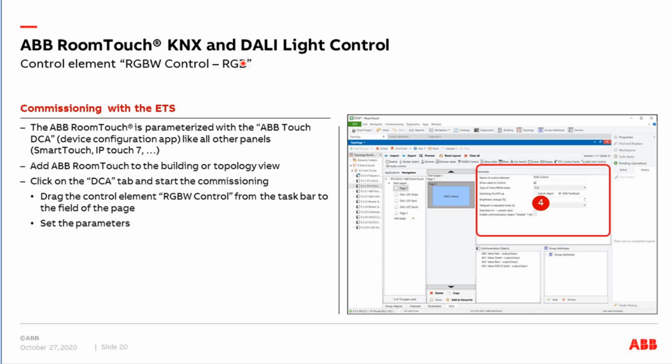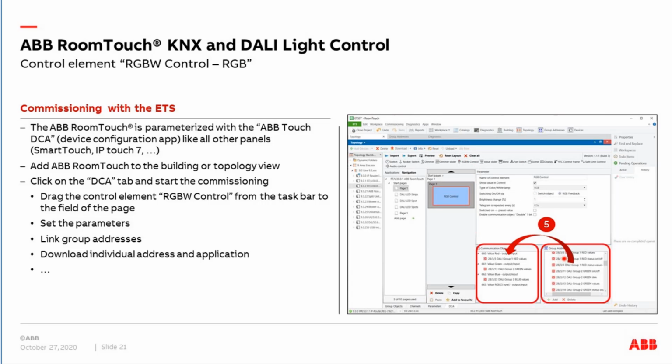So set the parameters like always, and then we can link the group addresses here inside the DCA app. When you click here on the RGB control element, you see all group objects of this control element, no more. So, I think this is a big advantage. And then via drag and drop from the group address view, this field here on the right side is similar to our group address view, you take the group address and link it to the objects. And then, as always, download the individual address and the application.